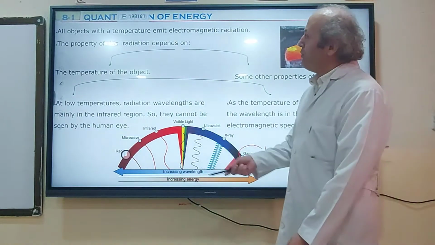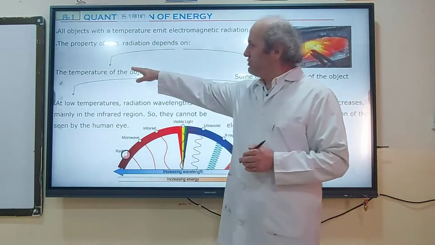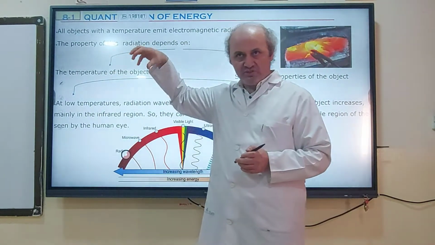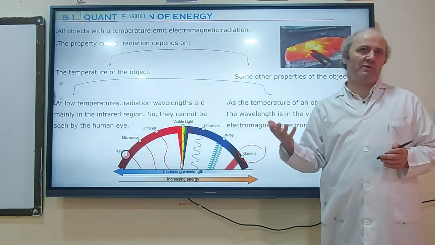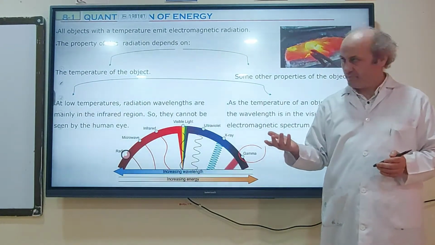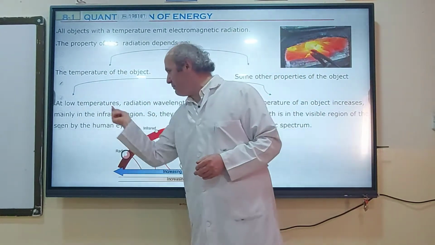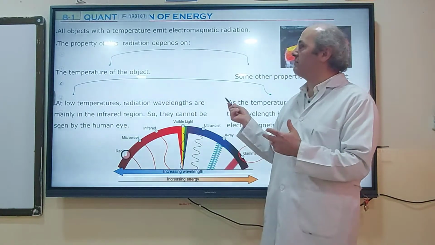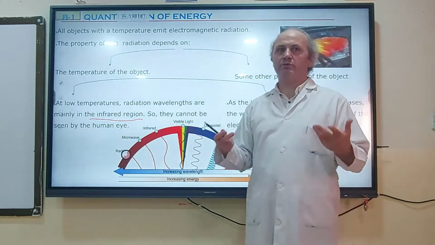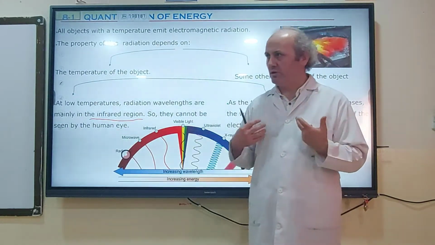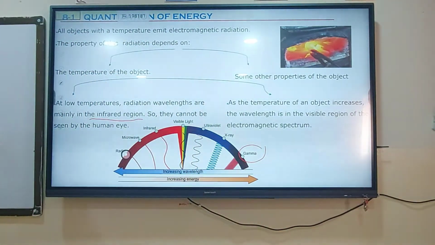As I said, the property of the radiation emitted by a substance depends on two things. One of them is how hot the substance is. And the second one is the chemical property of this substance, what kind of element it is. And as temperature of the object increases, or let me say, at low temperatures, radiation wavelengths are mainly in the infrared region. Infrared radiation. For example, 36.5 is the human body's temperature. So this temperature corresponds to an infrared radiation.